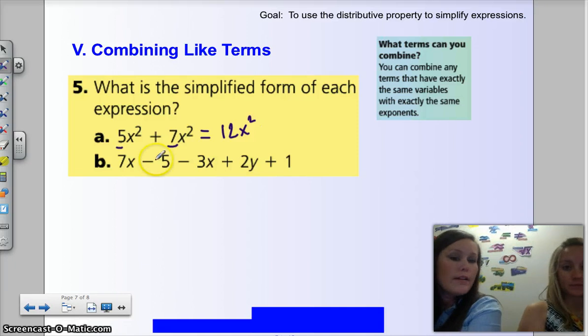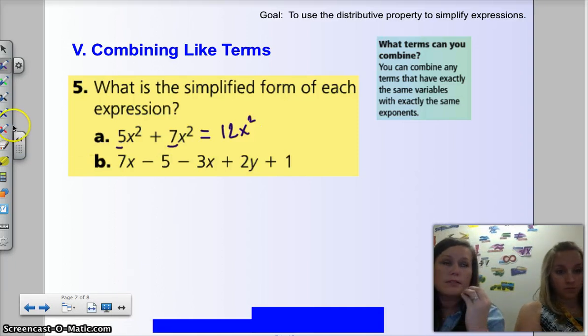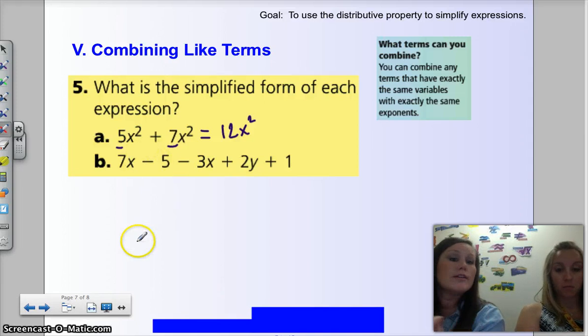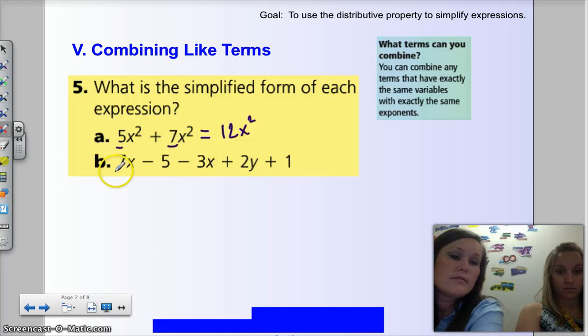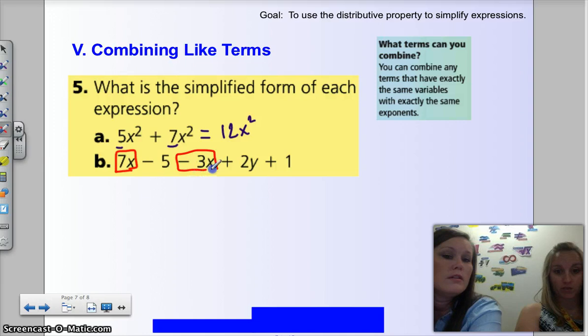Now, what I like to do on problems like B, if I have a hard time seeing them, is underline the ones that are like terms. So I see 7x, and then I see the 3x. But what is right in front of the 3x? The minus sign. So I would box that off as well, and that means minus or negative. So I'm going to combine those. 7x minus 3x is 4x.